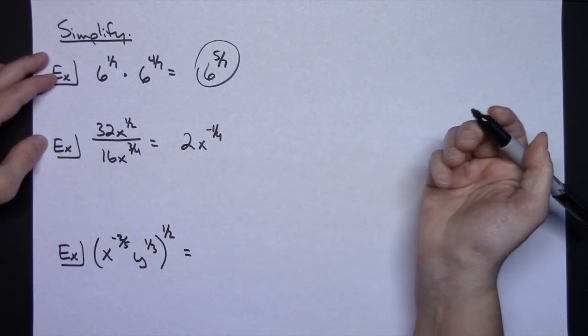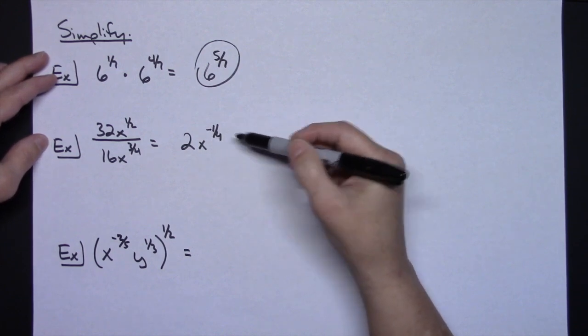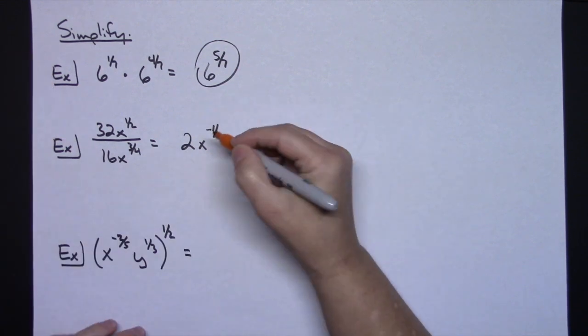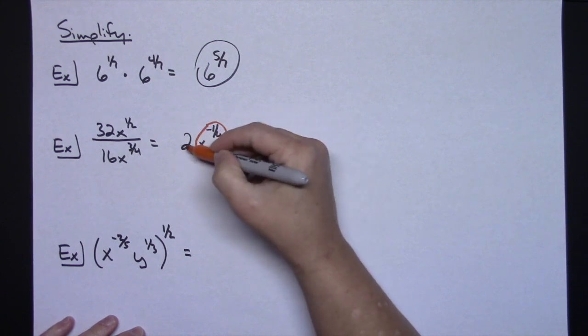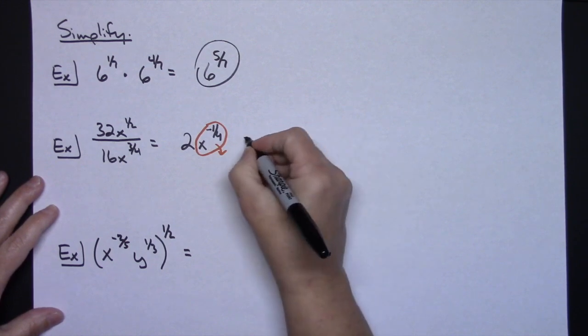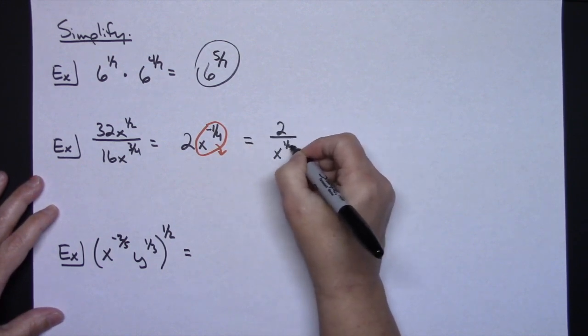And then from the first video we learned how to get rid of negative exponents. Basically all you have to do is move them to the denominator. So in this case, this x to the negative 1/4 is going to get moved to the denominator, but that 2, that coefficient, is going to stay in the numerator. So then I'm going to have 2 over x to a positive 1/4.